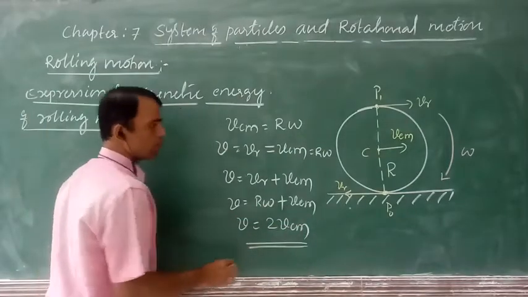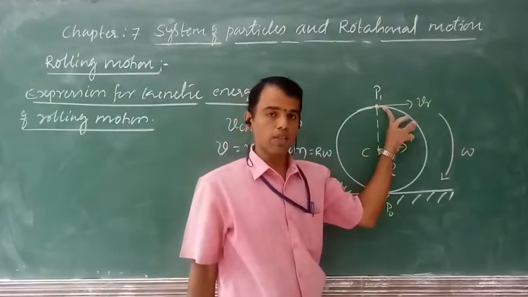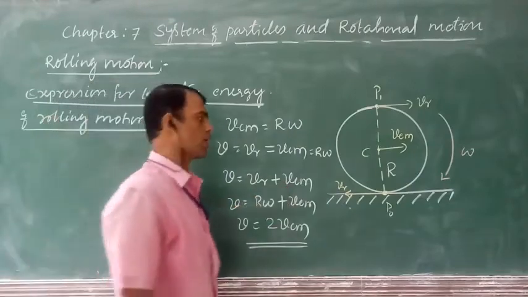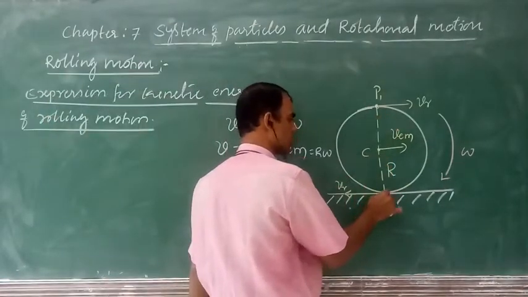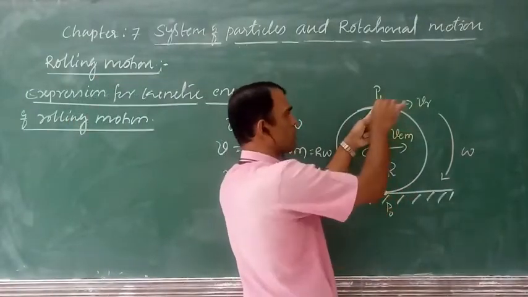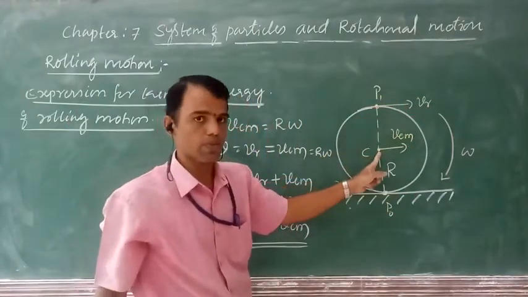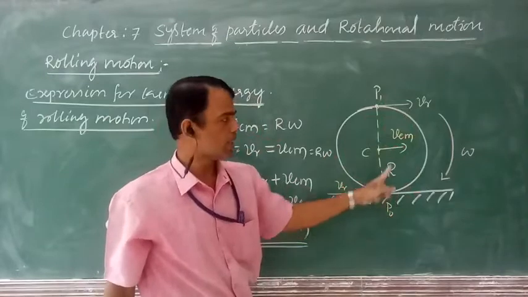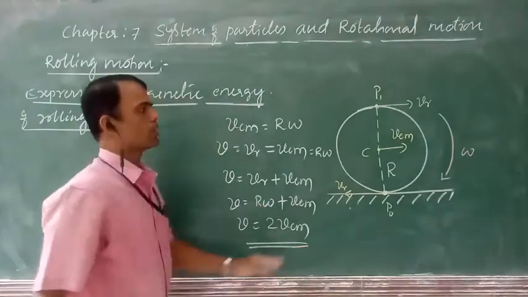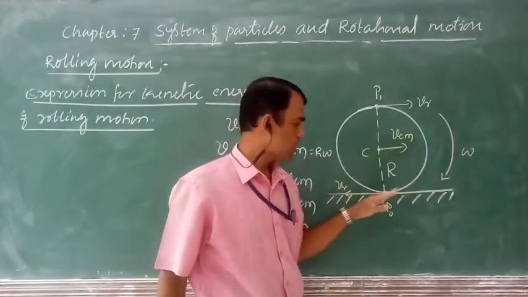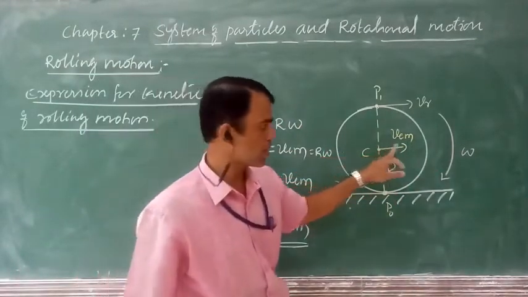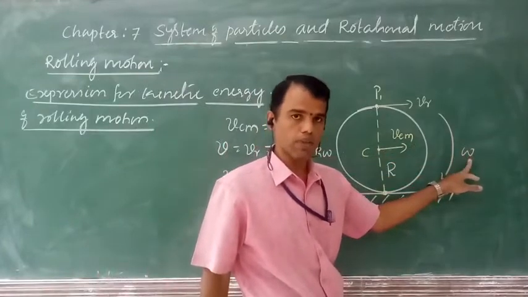Thus, a particle at the top of the circular disc will have a velocity which is twice that of the velocity of the center of mass. When this particle comes to the bottom, it will have the velocity equal to the velocity of center of mass. So this is the rolling motion of a rigid body on a surface, in which it rolls with respect to an axis of rotation with a constant angular velocity omega.